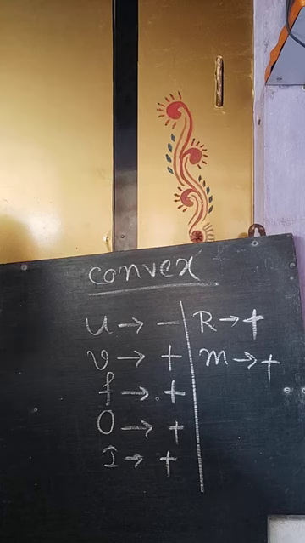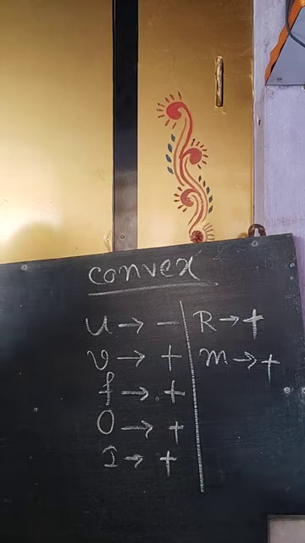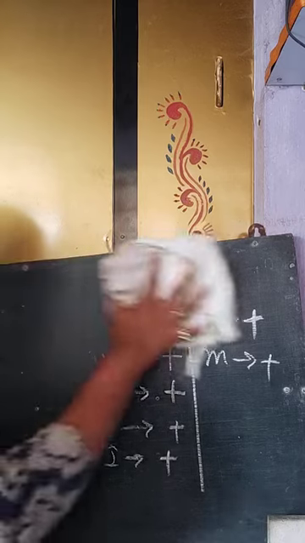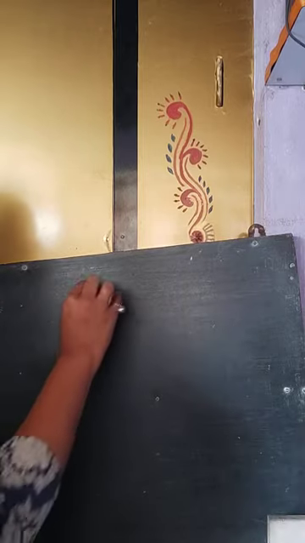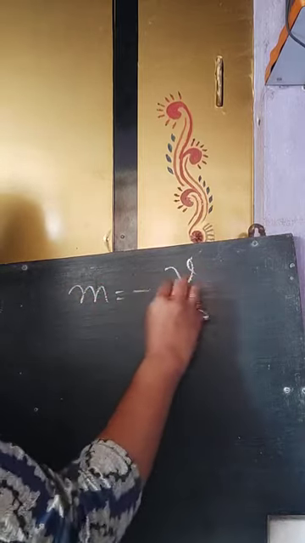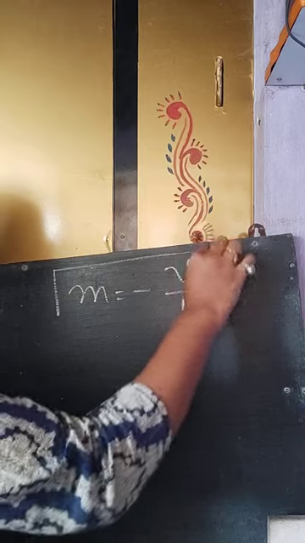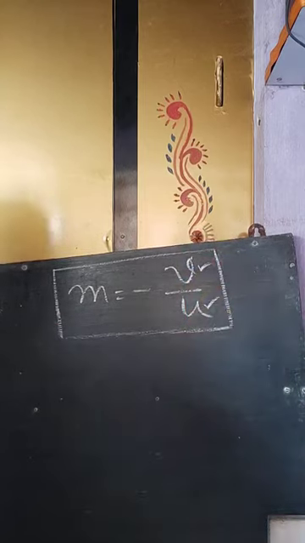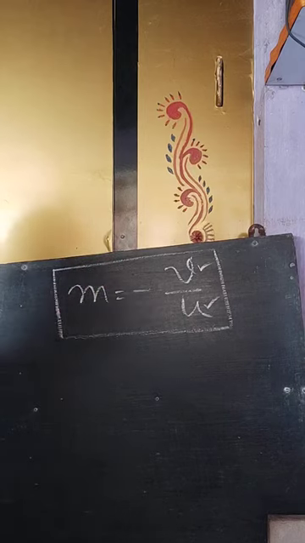Hopefully it is clear to you. Now coming to the magnification part. So what is magnification? Already you know that magnification is m equals minus v by u, that is, distance of the image by distance of the object, and why this minus will come, you also know this. No problem at all.